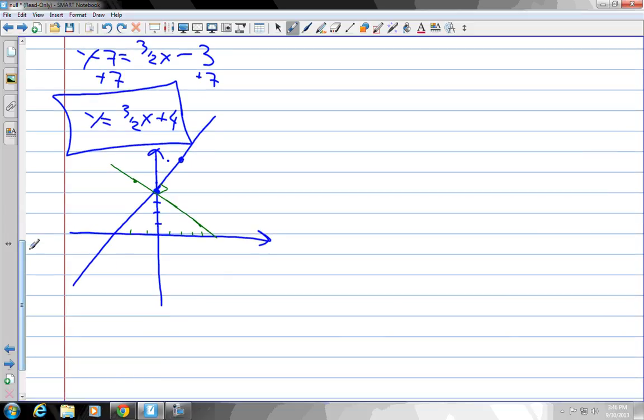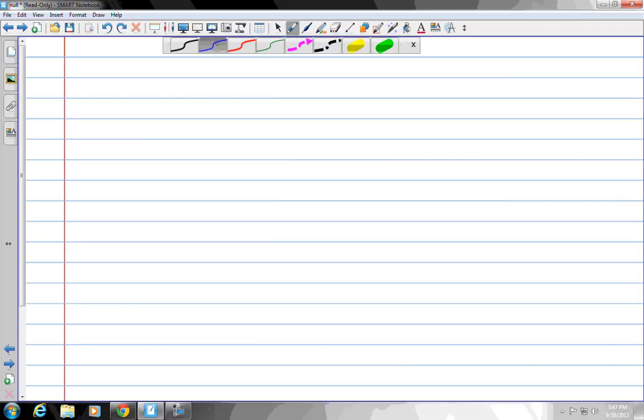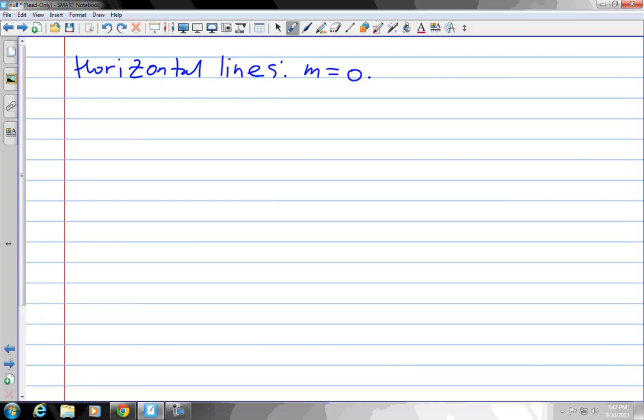Great. Two special cases, horizontal lines and vertical lines, because we talked about that kind of last week. What is the slope of a horizontal line? 0. And what is the slope of a vertical line? Undefined. So if you look at the horizontal lines, slope equals 0. So then if you look at the equation, y equals mx plus b, and if m equals 0, what is left?